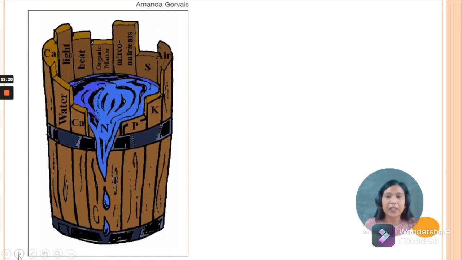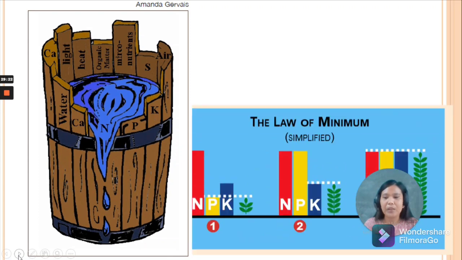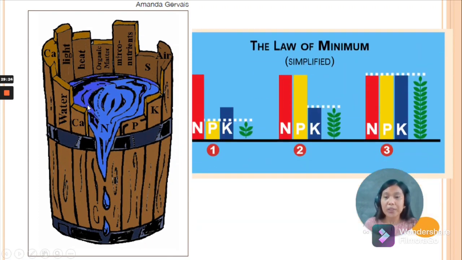Now, this is a very important law of minimum. So, what is the law of minimum, ma'am? You see this bucket. What is the level of its fullness? It is based on the lowest level of an element, in this case nitrogen. If you have a container with a hole, it can only hold up to that level. You cannot share if you are half empty.